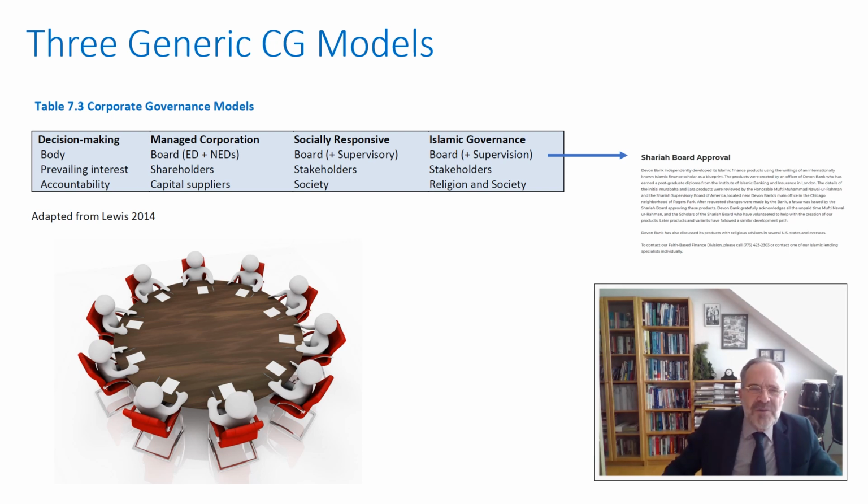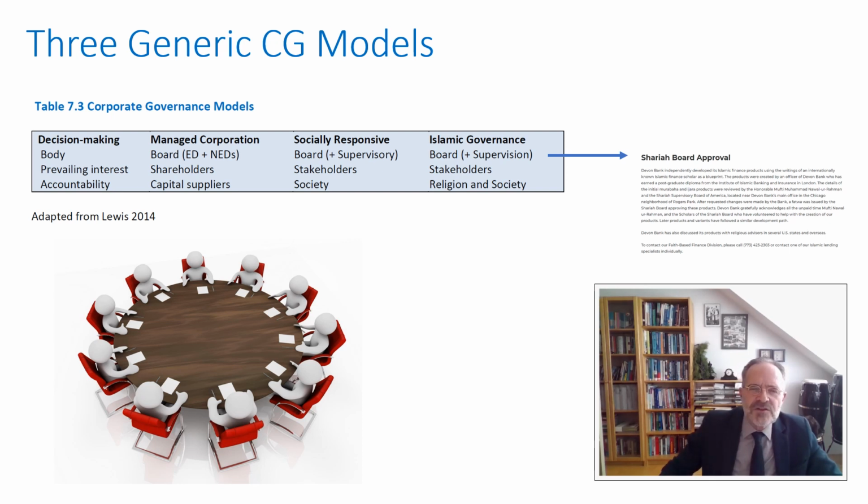When we talk about the management corporation, we have a board with executive directors and non-executive directors. This is basically the Anglo-Saxon model, in which a company exists for the sole purpose of satisfying the interest of shareholders, and the company is accountable towards capital suppliers. That includes shareholders, but can also include other suppliers of capital.